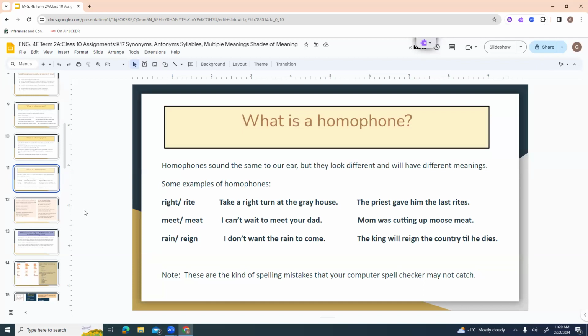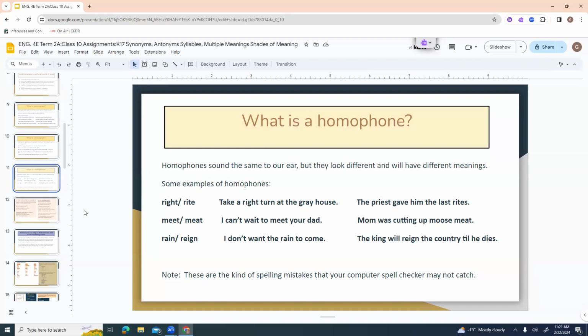Here we've got meet and meat. One is spelled with EE, one is spelled EA. I can't wait to meet your dad. In other words, to see him for the first time. Mom was cutting up moose meat, the kind of stuff you eat.